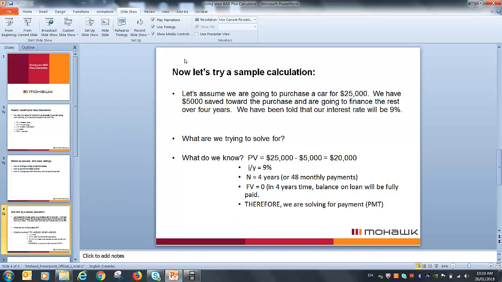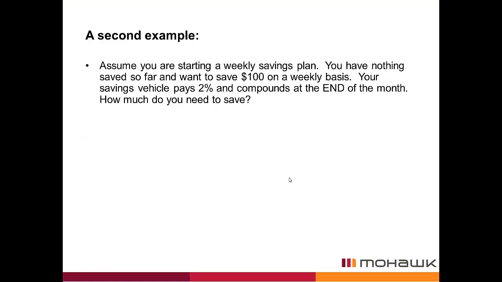So going back into our presentation, we're going to look at a second example. In this example, we're going to assume that we're going to start a weekly savings plan. Instead of borrowing, we're contributing. You have nothing saved so far, so present value would be 0, and you want to save $100 on a weekly basis. This is what you feel in your cash flow you're able to put aside. Your savings vehicle pays a 2% rate of return, and it compounds at the end of every month. How much do you need to save?